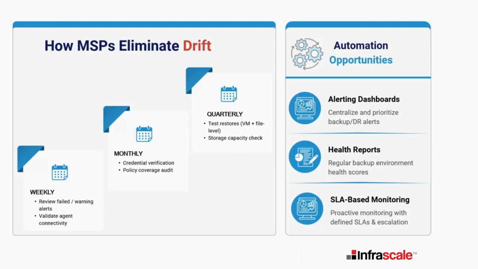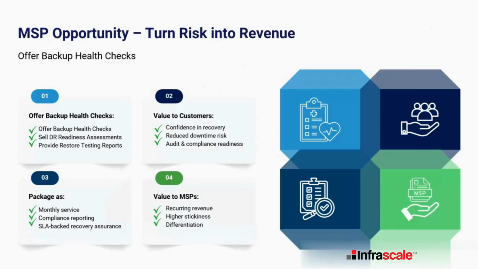Now, to scale this across multiple environments, automation is critical. With alerting dashboards, you centralize and prioritize alerts instead of dealing with noise. With health reports, you get a continuous view of backup health, covering agents, policies, storage, and recoverability. And with SLA-based monitoring, you define thresholds and automate escalation and response, ensuring nothing slips through. So overall, this isn't just a checklist, it's a proactive assurance model. You continuously validate not just the backup run, but that recovery will actually work when it's needed.